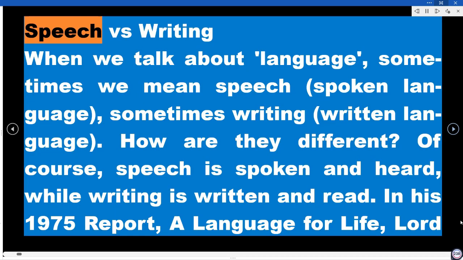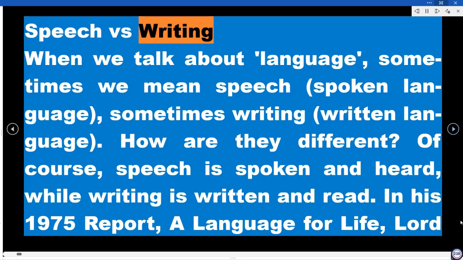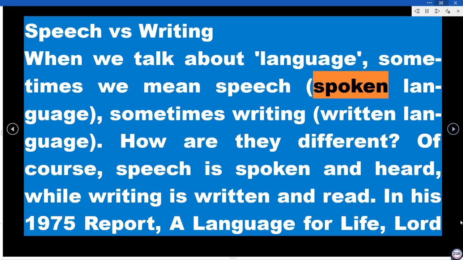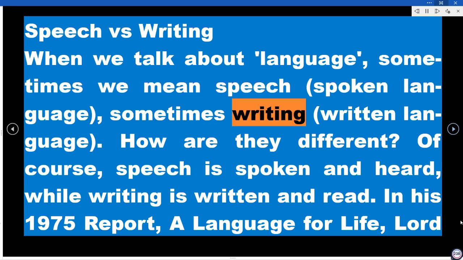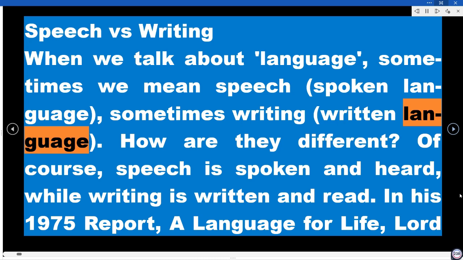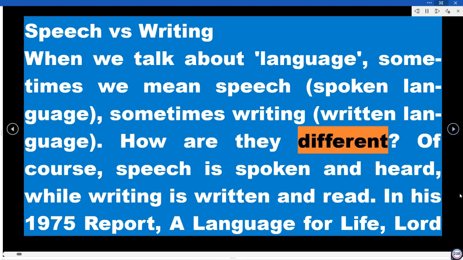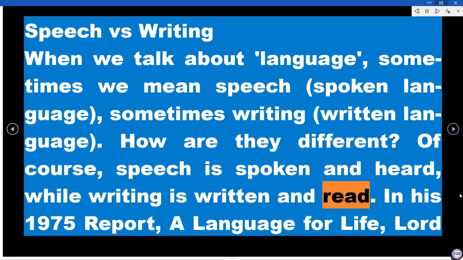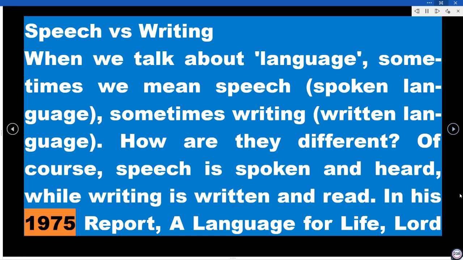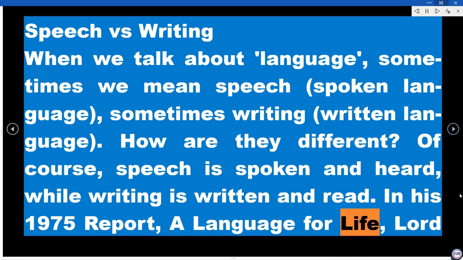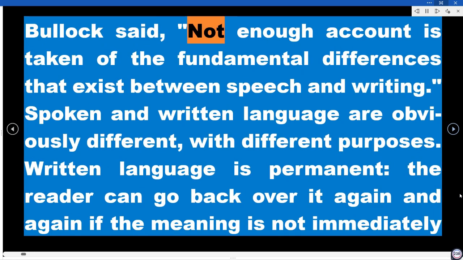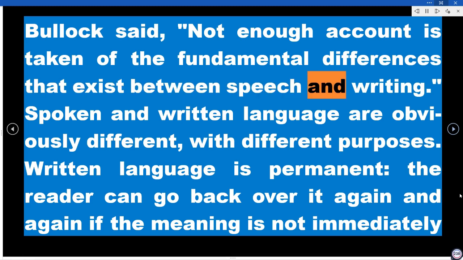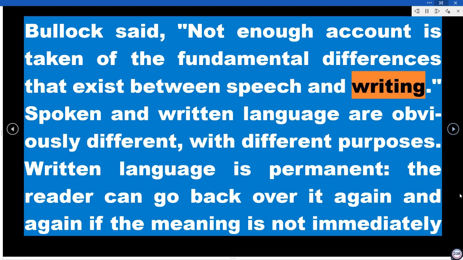Speech vs. Writing. When we talk about language, sometimes we mean speech, spoken language, sometimes writing, written language. How are they different? Of course, speech is spoken and heard, while writing is written and read. In his 1975 report, A Language for Life, Lord Bullock said, "Not enough account is taken of the fundamental differences that exist between speech and writing."